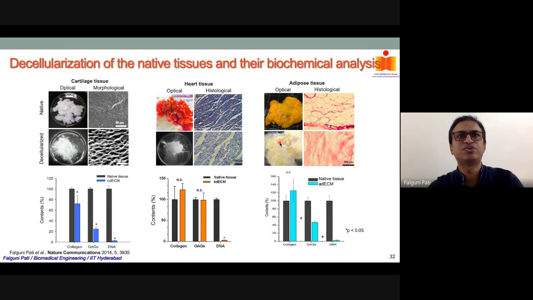quantification. Because if you do the DNA quantification, we come to know the extent of tissue lysis, what the cells, because the DNA quantity should be very, very less. It should be less than 50 nanogram per mg of tissue. So that's how we reached there. And also we characterize the two other major components of the extracellular matrix, that is collagen and GAG. So those things also are quantified.